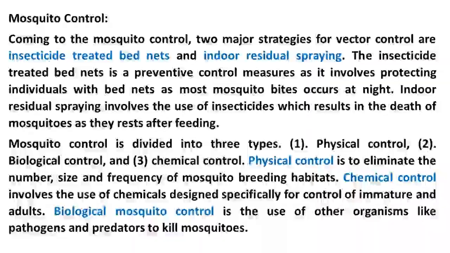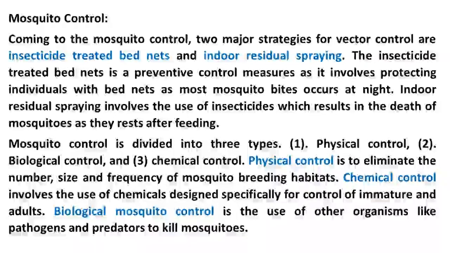Coming to the mosquito control program, there are two major strategies for vector control: insecticide-treated bed nets and indoor residual spraying. Insecticide-treated bed nets are a preventive control measure, as they protect individuals since most mosquito bites occur at night. Indoor residual spraying involves the use of insecticides, which results in the death of mosquitoes as they rest after feeding.